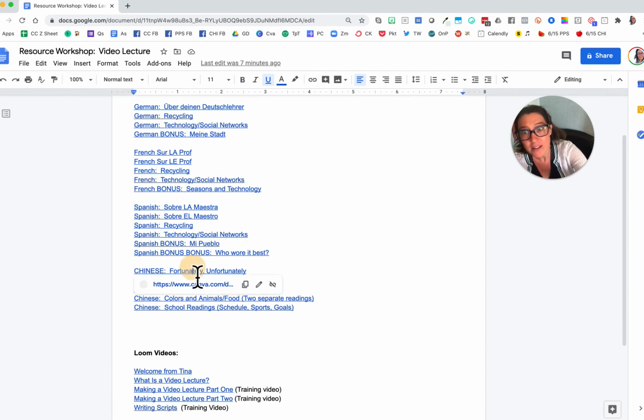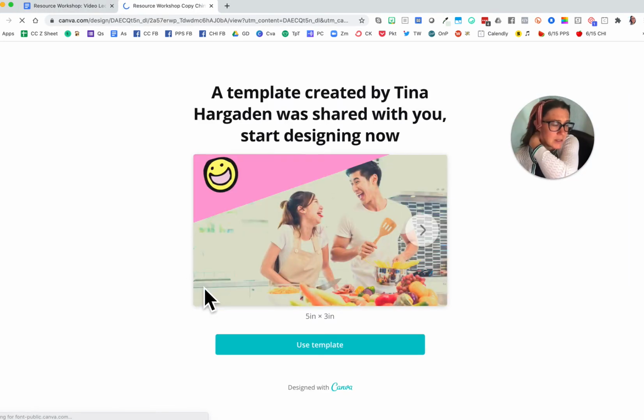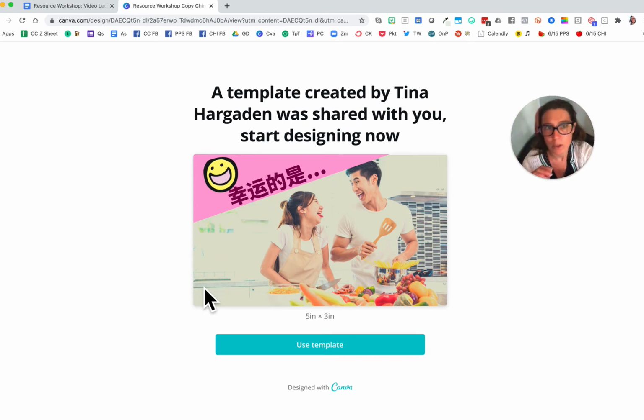And then Chinese is a little bit different because Chinese is so different as far as the graphic or the orthography, the writing system and everything, that we're going a little slower.